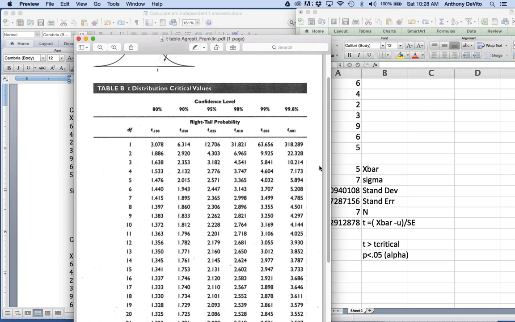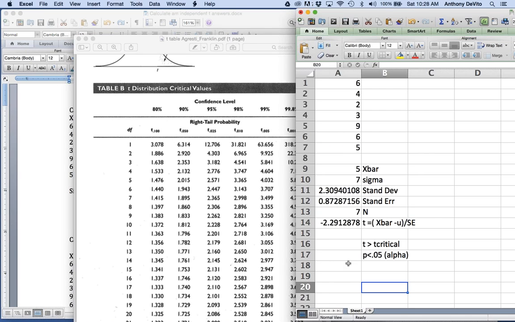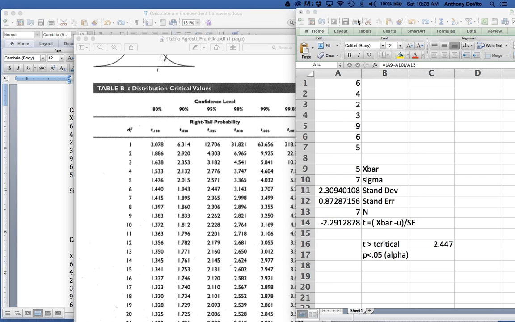Let's see what we need for a sample size of 7. The degrees of freedom are going to be equal to 6. So 6 degrees of freedom for a 95% confidence interval, or an alpha of 0.05 in both tails. This is 2.5% in the right tail and 2.5% in the left tail, which makes 0.05. So our value is going to be, let's see, for 6, 2.447. So t-critical is 2.447.